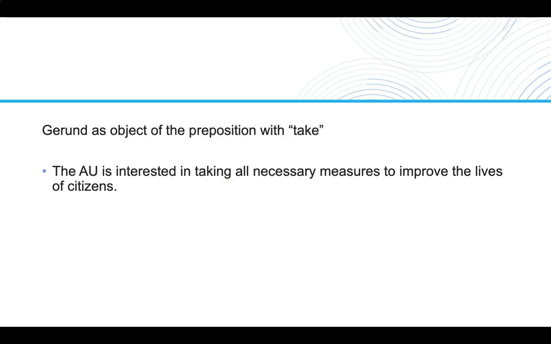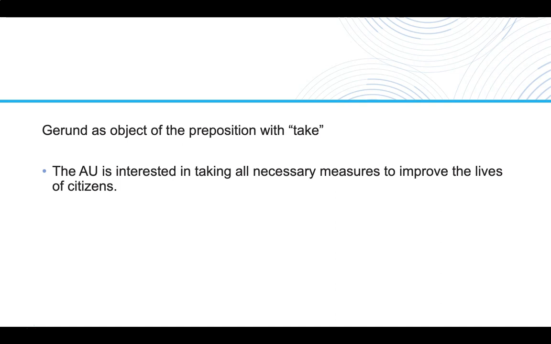Since gerunds are nouns, they can also be objects of the preposition. Let's analyze this sentence. The AU is interested in taking all necessary measures to improve the lives of citizens. So, just like before, we need to identify the main parts of the sentence.